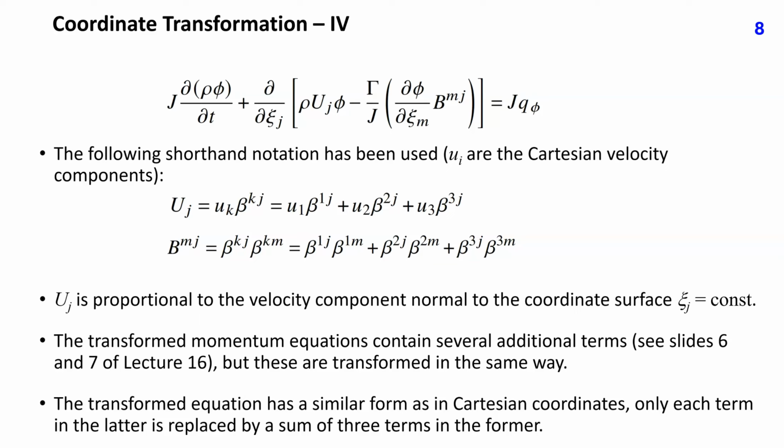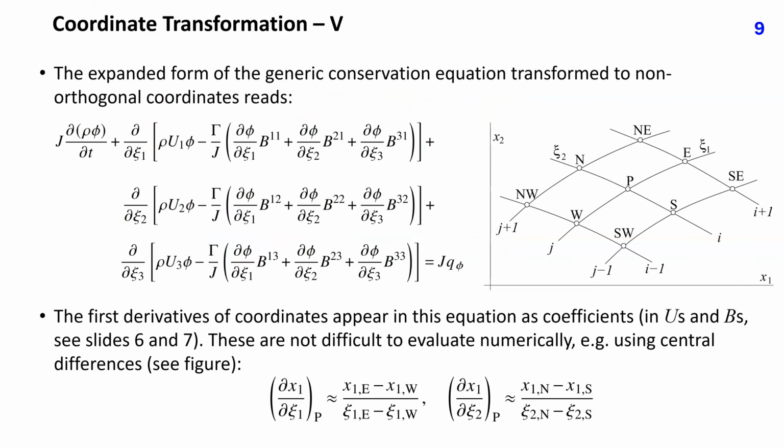The transformed momentum equations contain several additional terms. See slides 6 and 7 of lecture 16, but these are transformed in the same way. The transformed generic conservation equation has a similar form as in Cartesian coordinates, only each term in the latter is replaced by a sum of three terms in the former. The partially expanded form of the generic conservation equation transformed to non-orthogonal coordinates is given here. If U's and B's were also expanded in each term, the full complexity would become obvious.